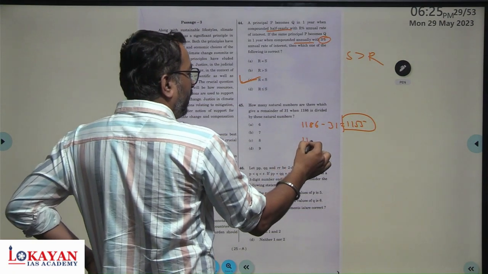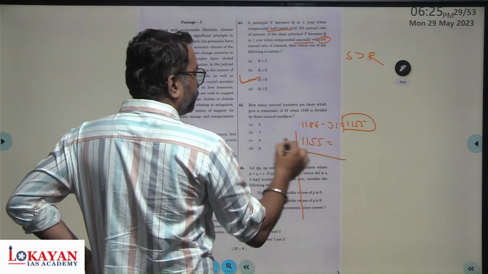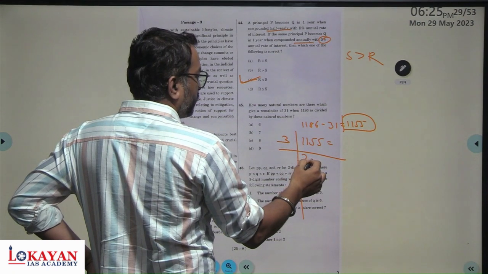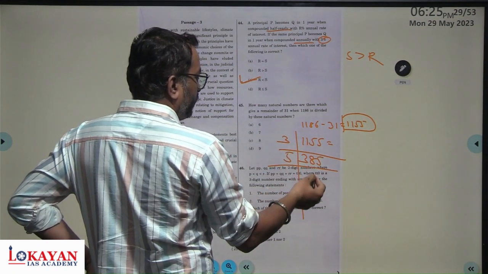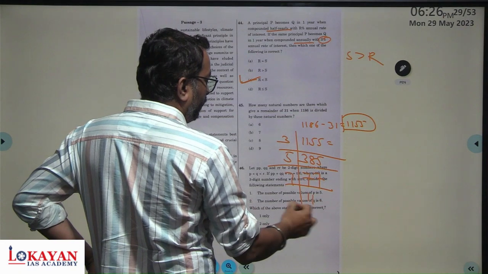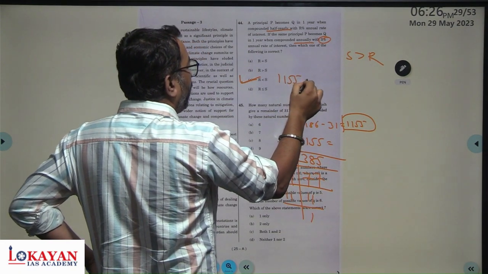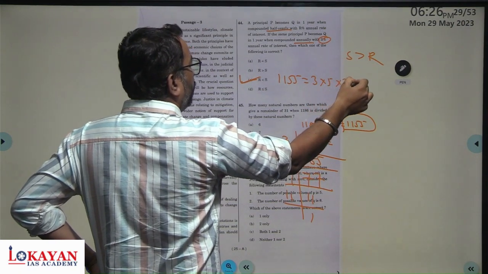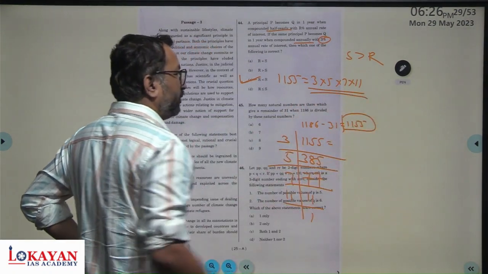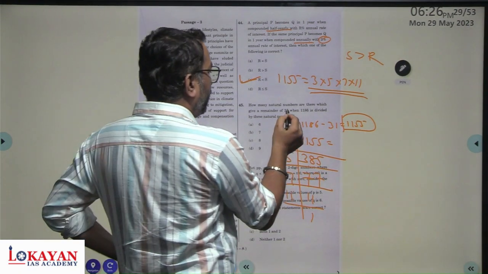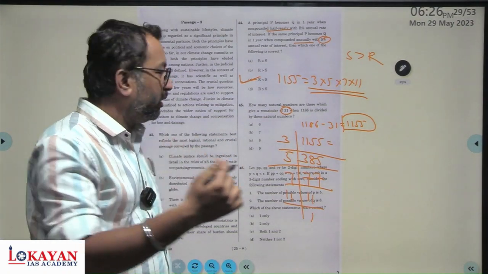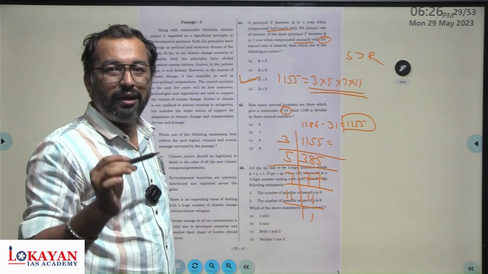So 1155 का अगर मैंने फैक्टर्स निकाले, so क्या फैक्टर्स मिलेंगे मुझे? 385. 5 से अगर मैंने डिवाइड कर दिया तो 77. 7 से डिवाइड कर दो 11. दैट मीन्स 1155 के मुझे फैक्टर्स मिल गए 3 इंटू 5 इंटू 7 इंटू 11. राइट नाउ व्हेन आई यूज दिस फैक्टर्स, सी हमें क्या चाहिए? 31 रिमाइंडर चाहिए. सो हमें कौन से नंबर से डिवाइड करना चाहिए? Those numbers must be greater than 31.